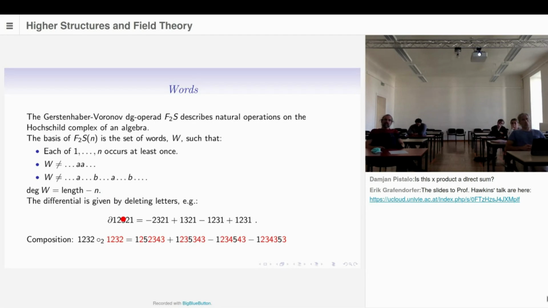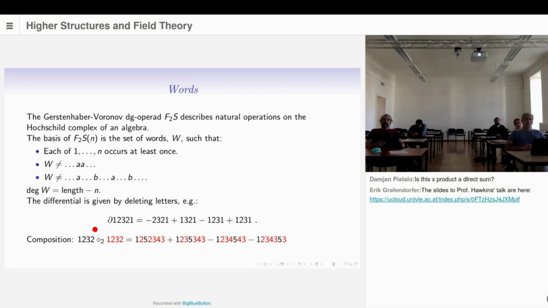And there's a somewhat long story about the signs, but here we have the word 1, 2, 3, 2, 1. 3 only occurs once, but we can delete one occurrence of 1 or 2. So if you delete the first 1, you get 2, 3, 2, 1. You delete the first 2, you get 1, 3, 2, 1. Delete the second 2, you get 1, 2, 3, 1. And if you delete the last 1, you get 1, 2, 3, 2.